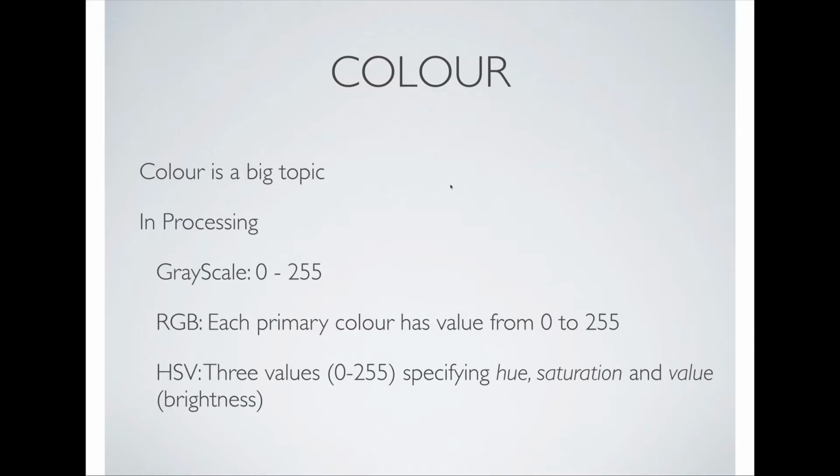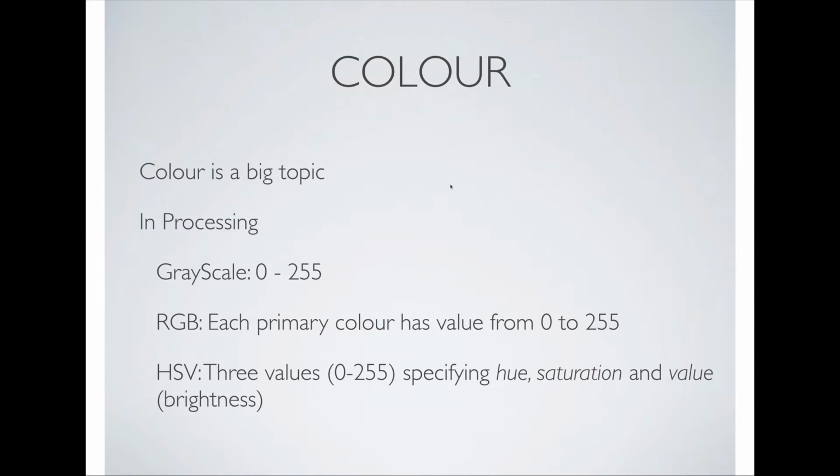Now, we can also do red, green, and blue colors by specifying each of the colors individually, 1, 2, 3, and also alpha if we want to. Alpha is transparency, again. And we can specify it with values from 0 to 255.